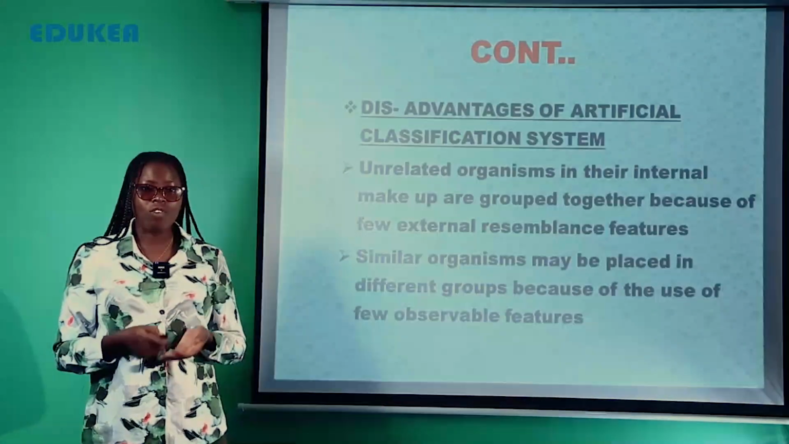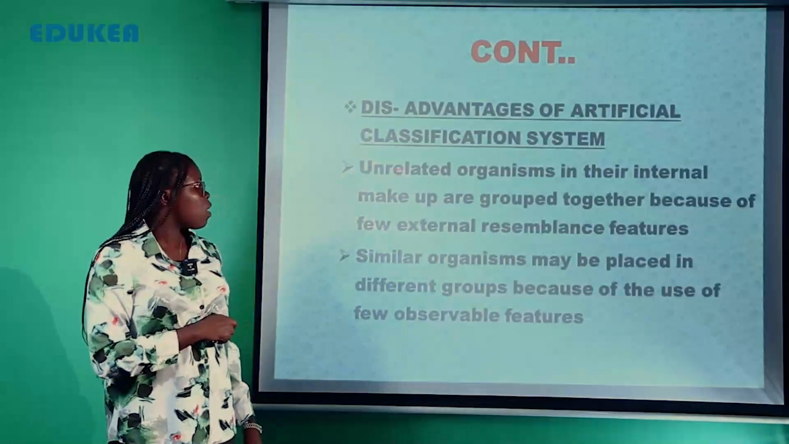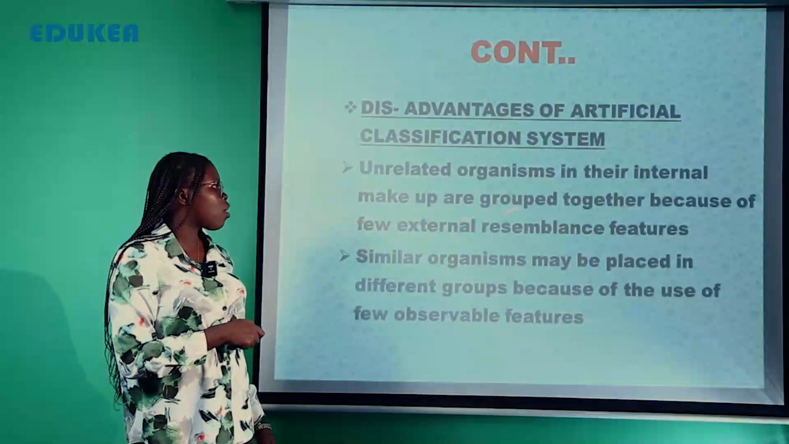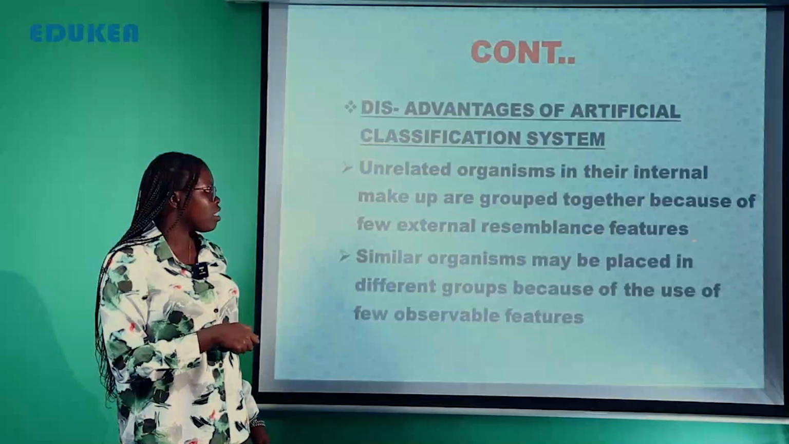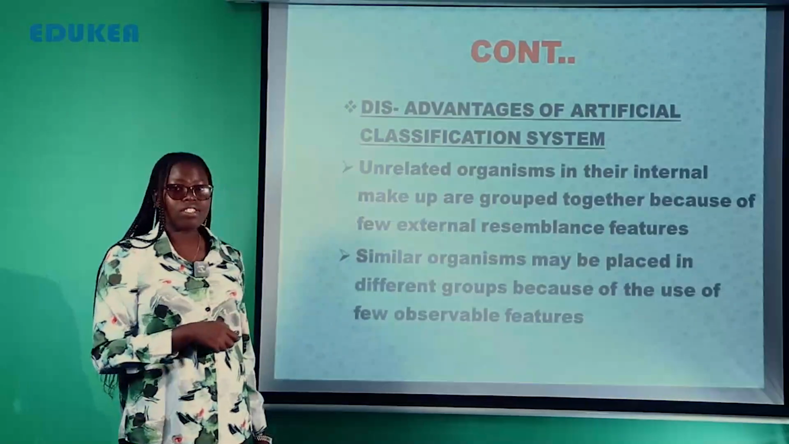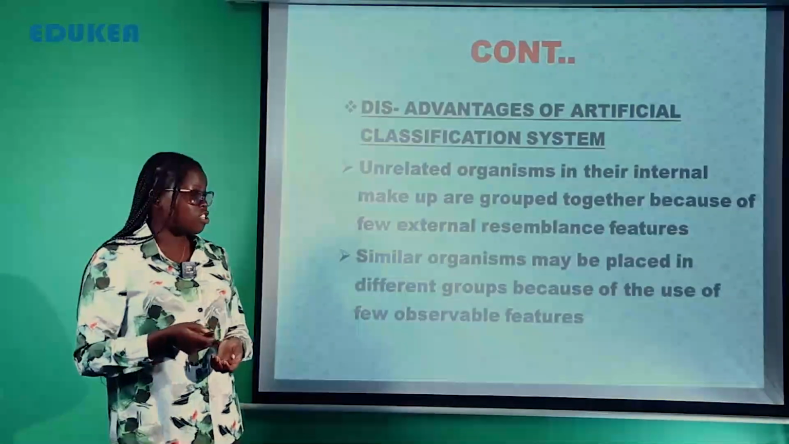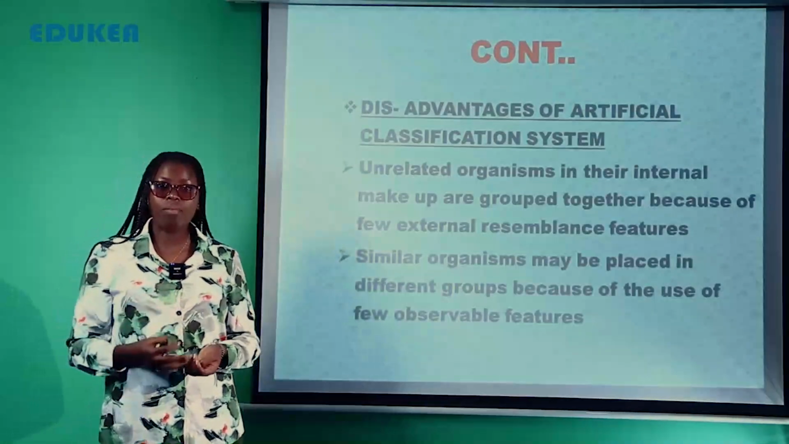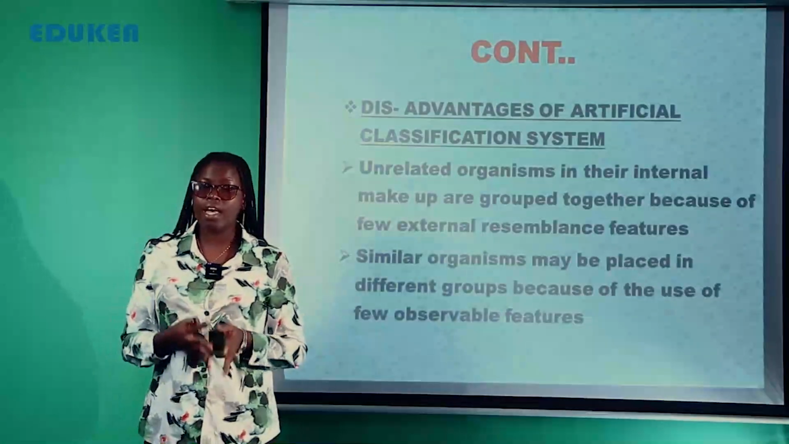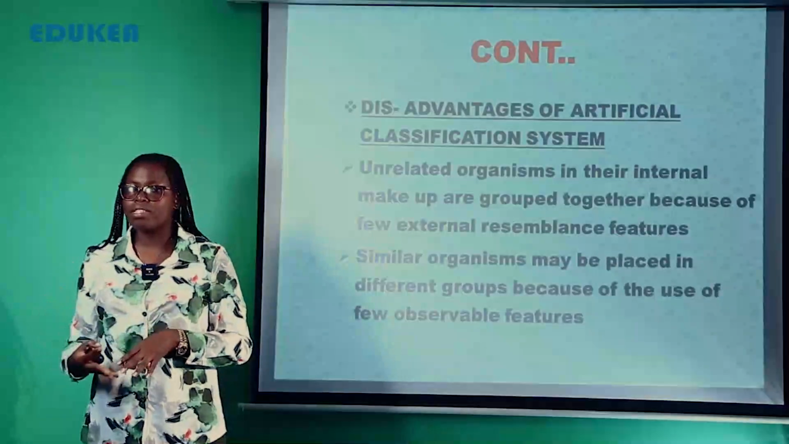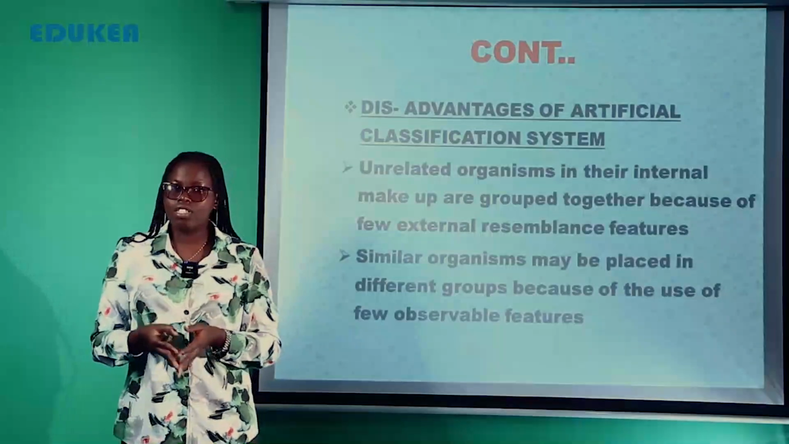Now, what are the disadvantages of the artificial classification system? This system results in unrelated organisms, unrelated in their internal makeup or genetic makeup, being grouped together because of a few external resemblance features. For example, bats and bees are grouped together by looking at the external resemblance. Since both have wings, they are classified in the same group, but internally they are not the same.